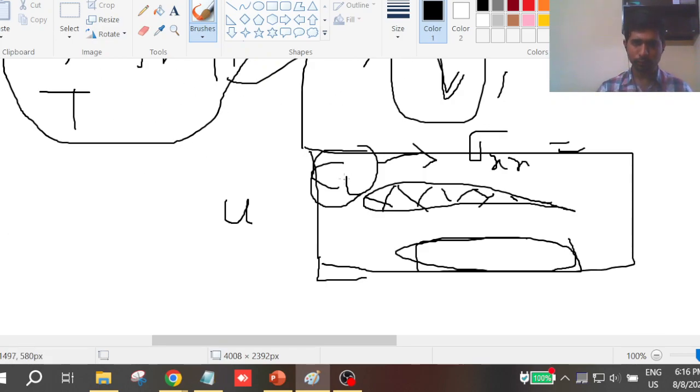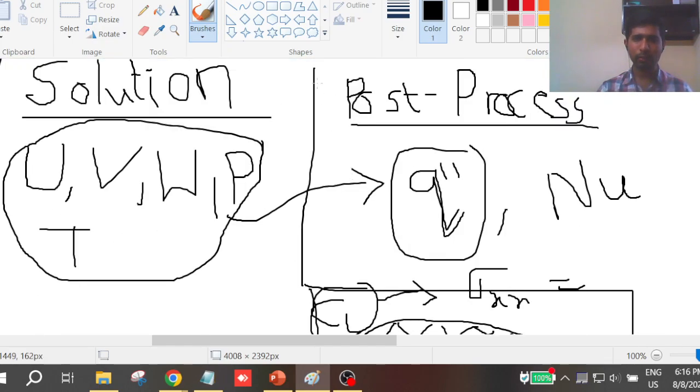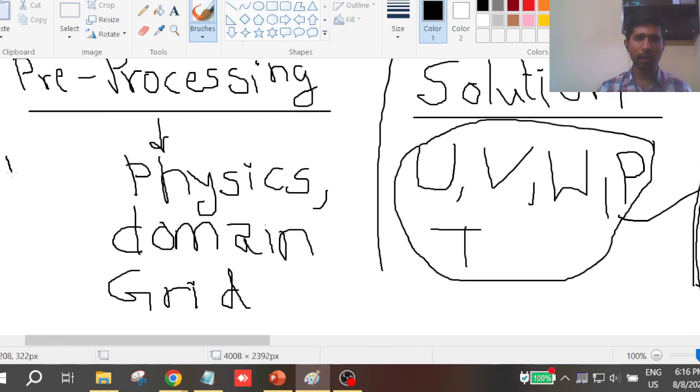Okay, so those things come in post processing. This we will not see much today. We will mainly take an example and see how to do pre-processing and solution today. We will do just pen and paper based calculations, okay.